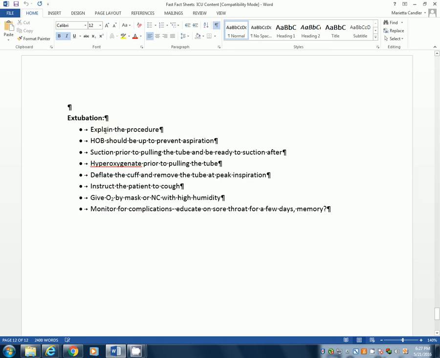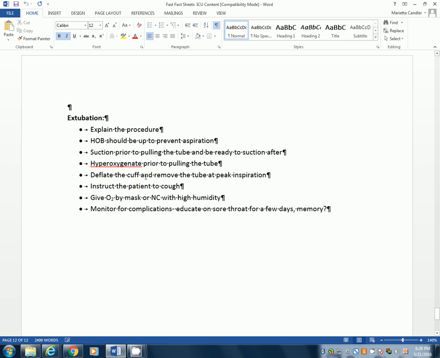So, now we've got them all better and we're ready to extubate them. We always want to explain the procedure prior to doing that. Respiratory will usually be the one that extubates. The head of the bed is usually up to prevent aspiration. A lot of times the nurse is just present at the bedside to make sure everything goes okay. Respiratory is usually going to suction them prior to pulling the tube because you wouldn't want to deflate that balloon and then have a bunch of secretions around it all go down into the lungs. You also want to be ready to suction afterwards as soon as the tube comes out.